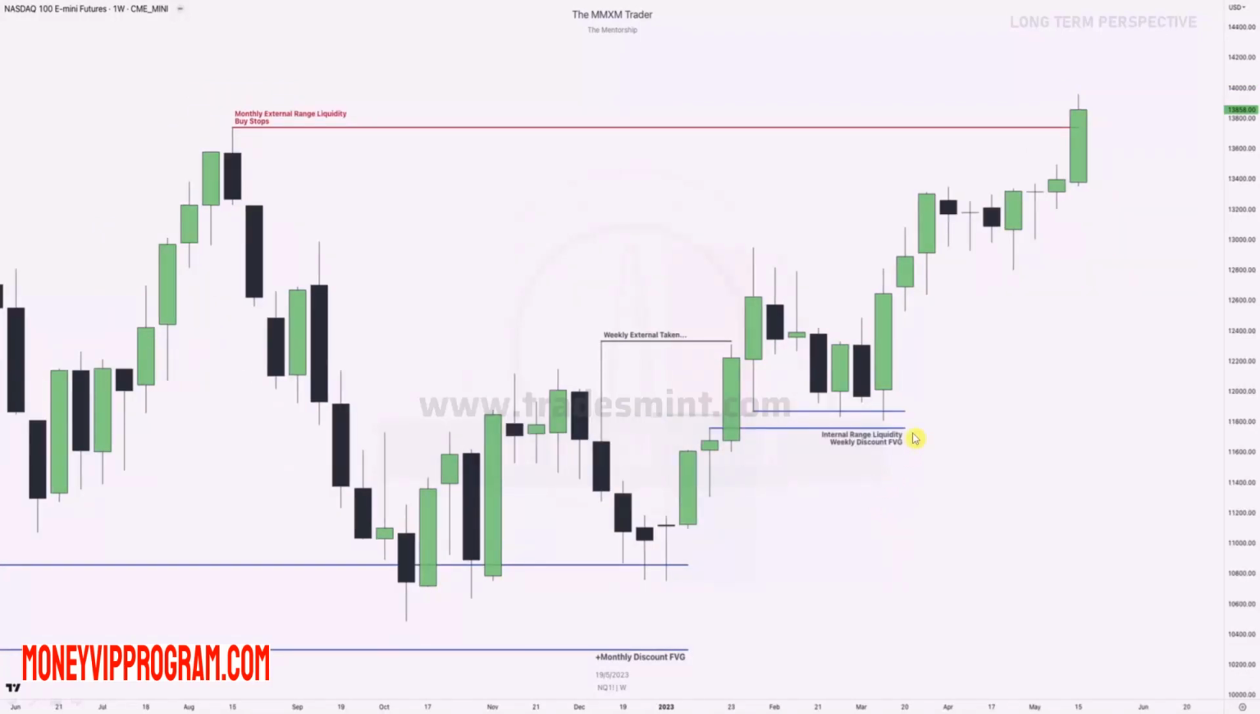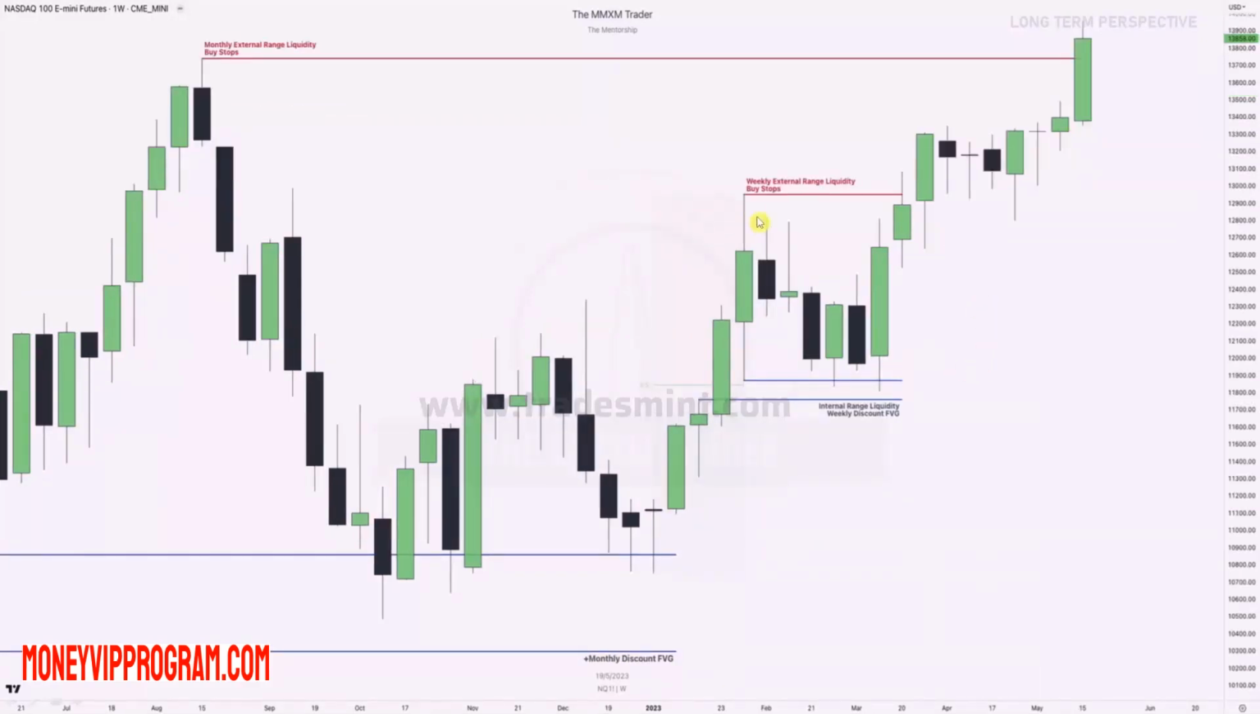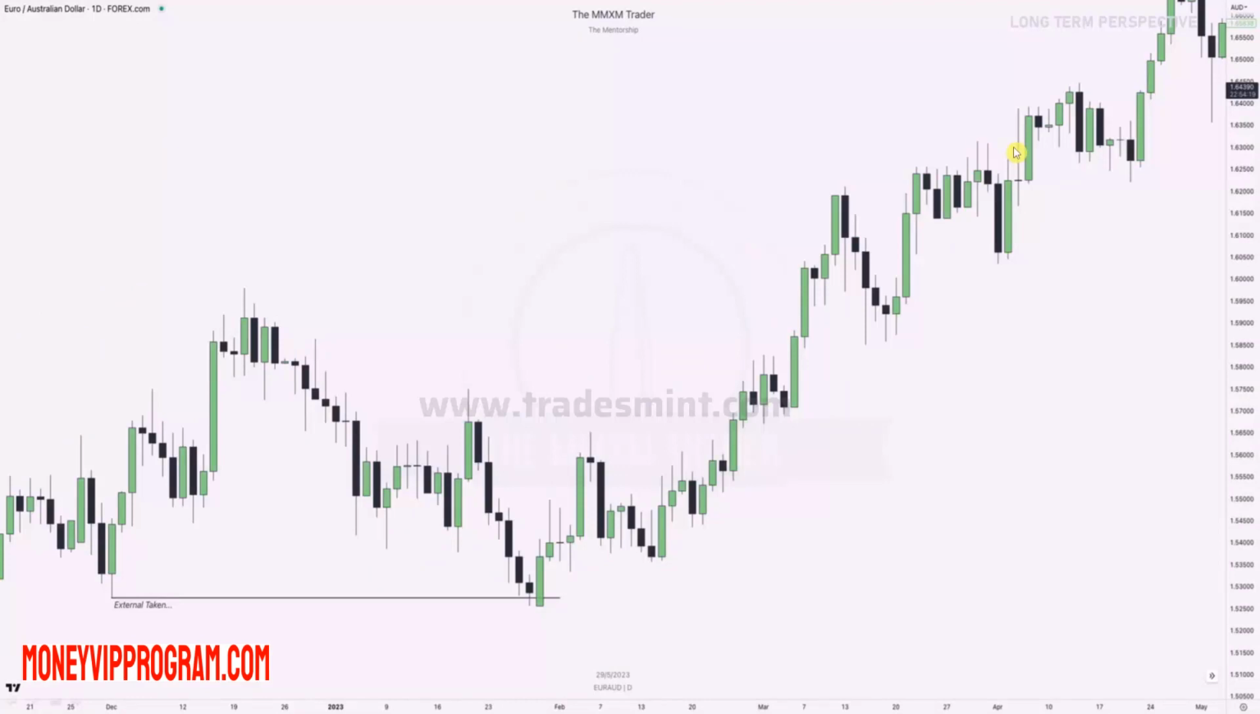Then we can continue up higher. So from internal to external, from external to internal. And once we hit internal, we want to go external once again, right? So we take out this high over here, right? External range liquidity, internal to external. And where do we want to go next? To the buy stops.